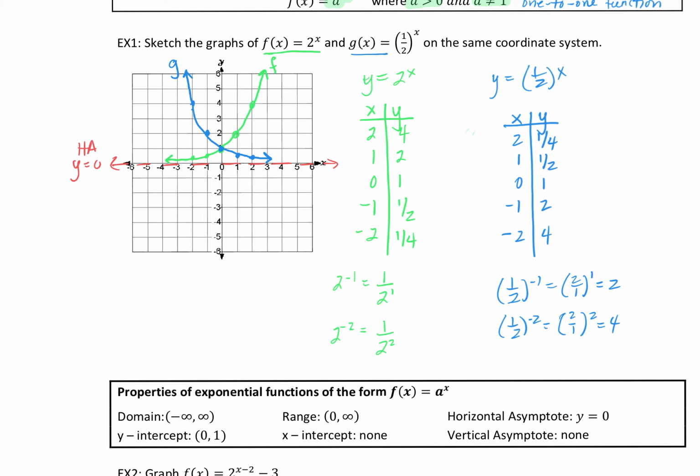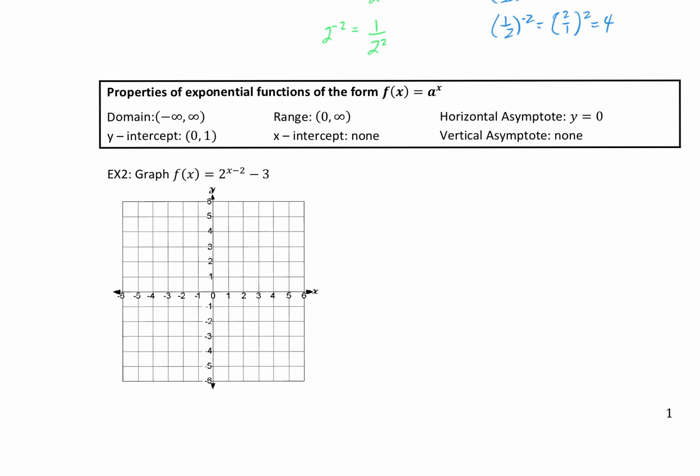Something else we should note is it didn't matter which base we chose. They both had the same y-intercept of (0, 1). They both had the same horizontal asymptote. And in fact, if you look at domain and range, that would be the same as well. So we can put in any x value, but look at the y values. They're never 0, they're never negative. The y values are always greater than 0. And that brings us to these properties that we have below.